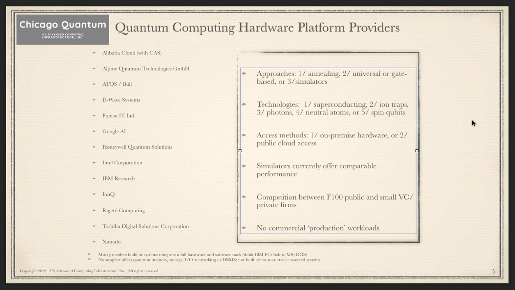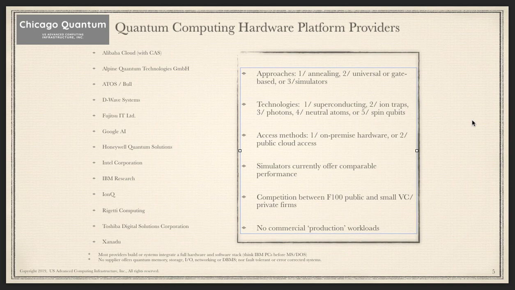Different access methods. Most companies would want you to use a public cloud to access their quantum computers. It's probably because they're really hard to operate. They're complex. When they break, they need to be fixed. Only one company that we're aware of ships on-premise hardware, and that's D-Wave Systems out of Canada.